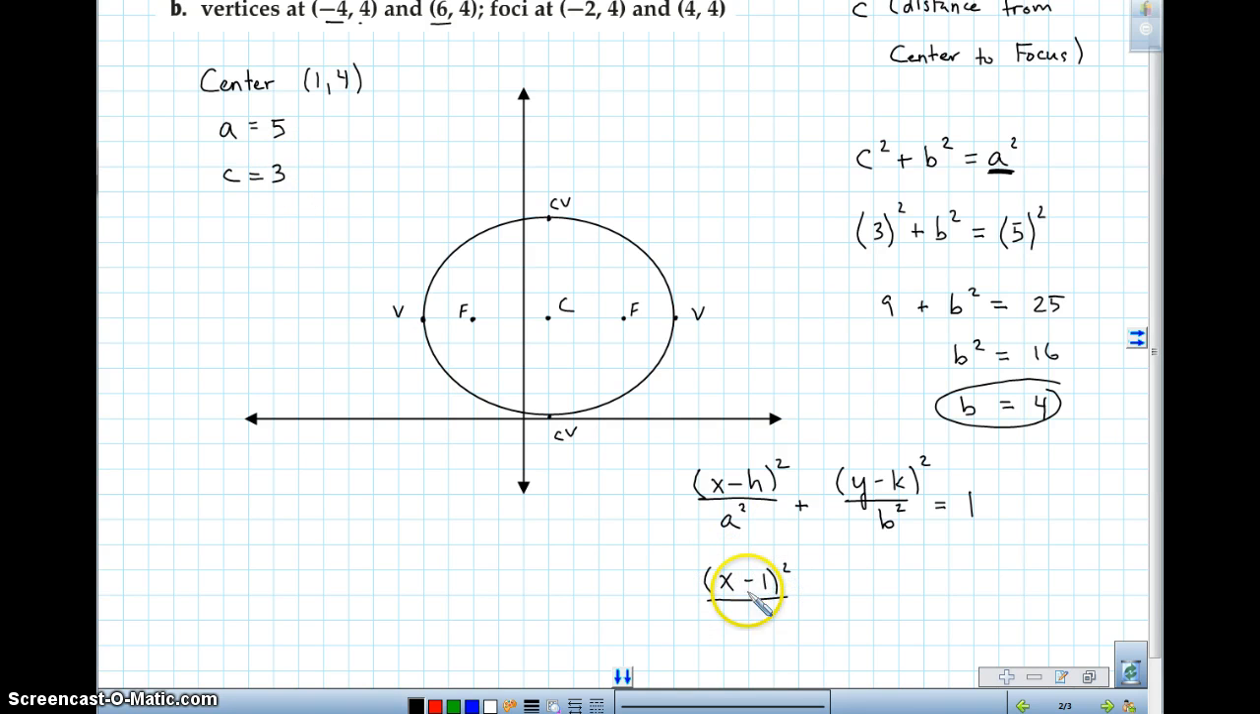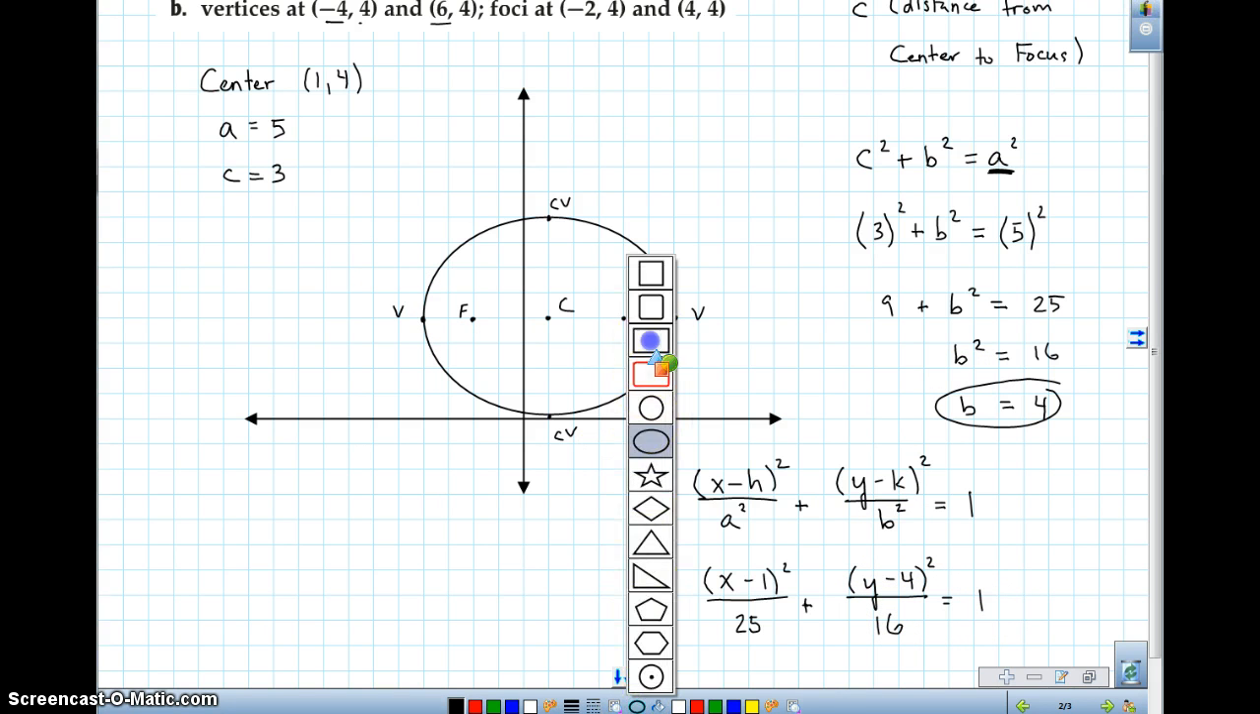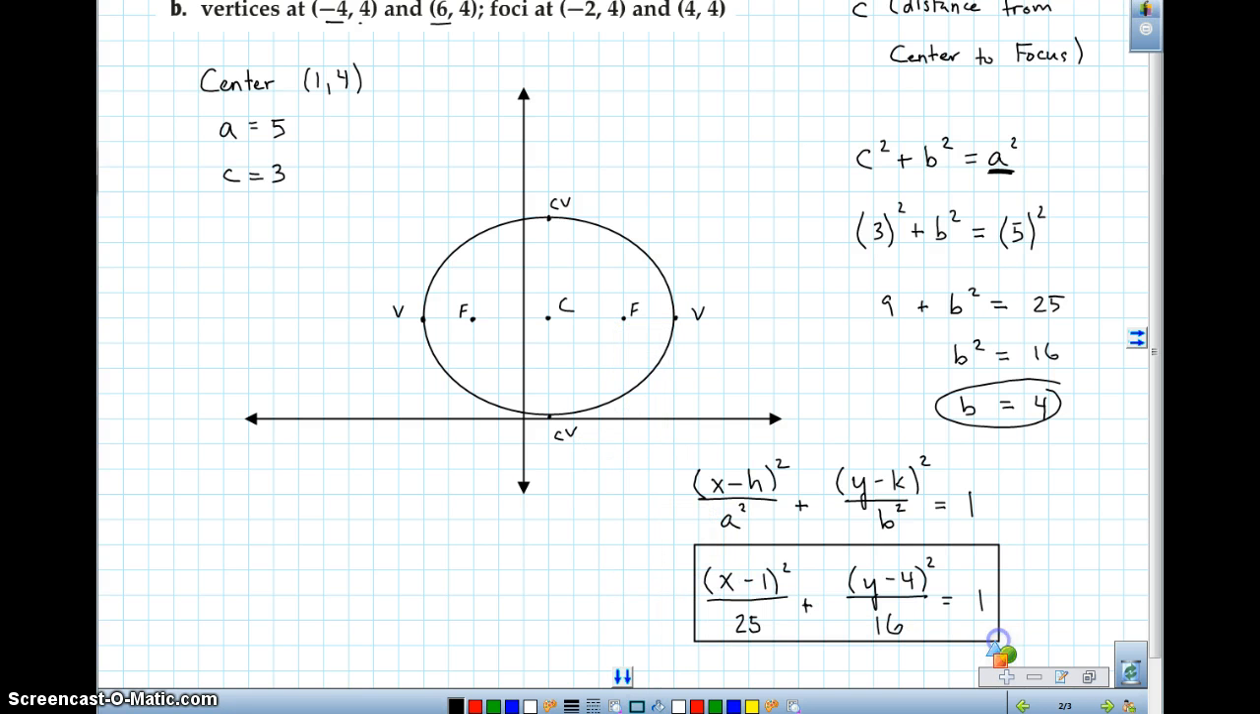We solved for a in the beginning. A is 5, and 5 squared is 25, plus y minus 4, since my center is at 1, 4, over b squared. B we solved for was 4. 4 squared is 16, equals 1. So that is our standard form for a horizontal ellipse, given the foci instead of being given the covertices.